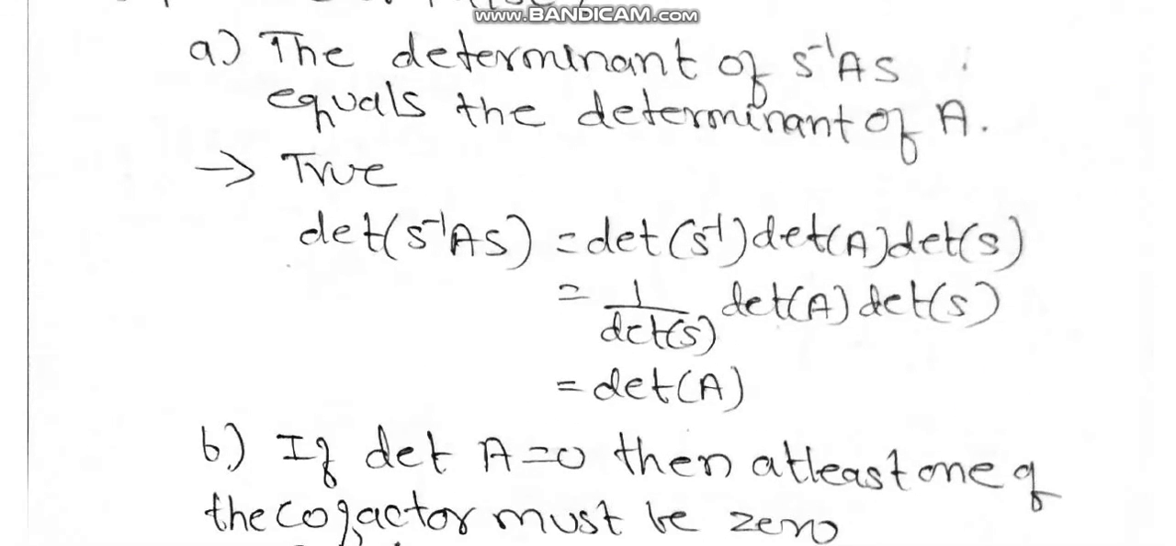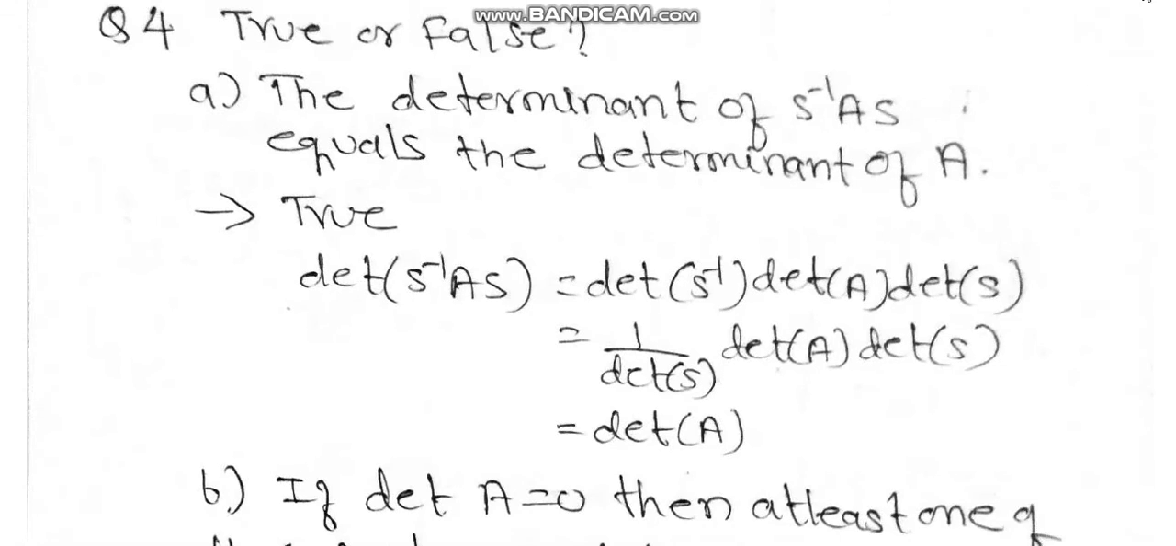Next is true or false. You have to say whether it is true or false. Look at this: the determinant of S inverse AS equals the determinant of A. Because this is a determinant, it automatically has to be a square matrix, and for a square matrix I can write the determinant of S inverse as 1 divided by determinant of S, and this determinant of S gets cancelled. You are left with determinant A. So this is true.